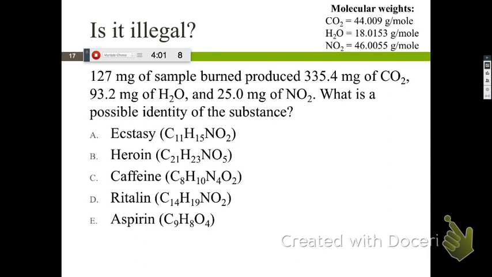So if we find the mass of carbon in our product, that's the same as the mass of carbon in our reactant. Find the mass of hydrogen, same thing. Mass of nitrogen, the same thing. And those will all add up to less than 127 milligrams if we have oxygen in that compound. So let's work through this since we're running low on time.